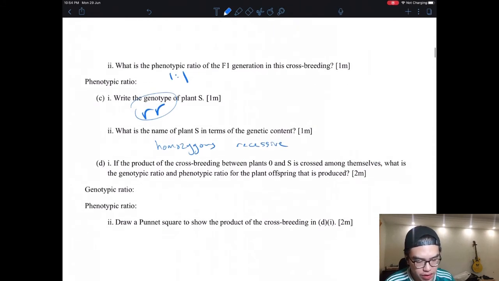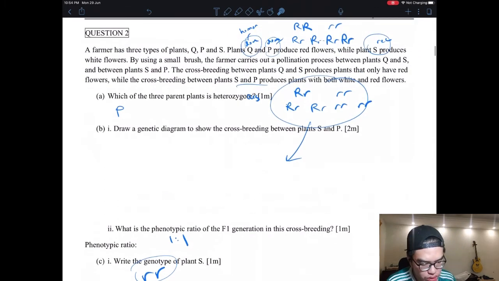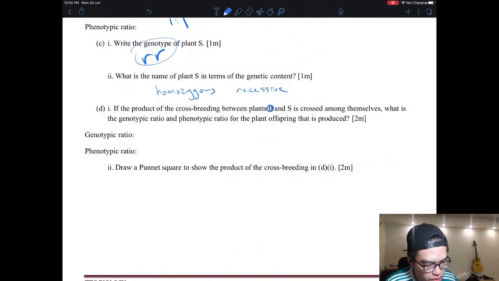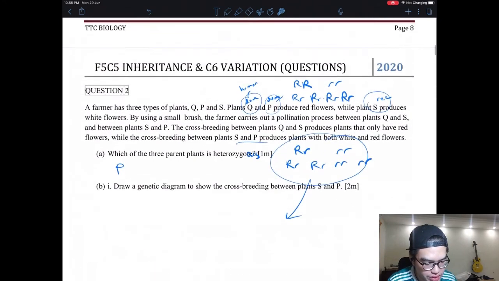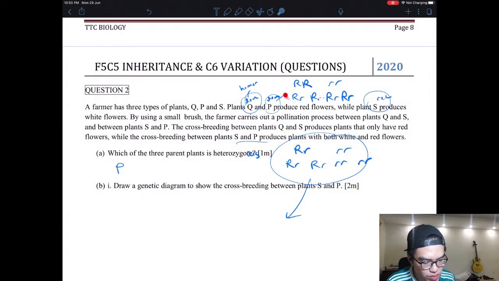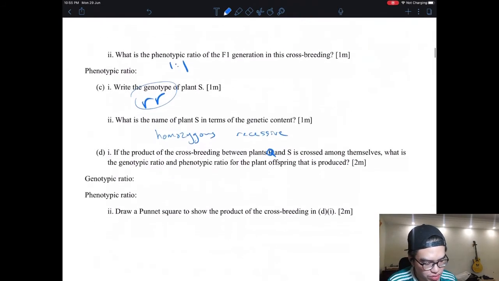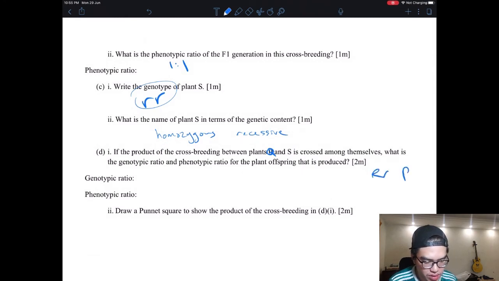If the product of the crossbreeding between Q and S is crossed among themselves, what is the genotypic ratio and phenotypic ratio for the plants that are produced? So Q and S produce this. Now I cross them again, which is the second generation experiment. So I get big, small, big, small, and small. So the genotypic ratio is 1 to 1, and the phenotypic ratio is 3 to 1.